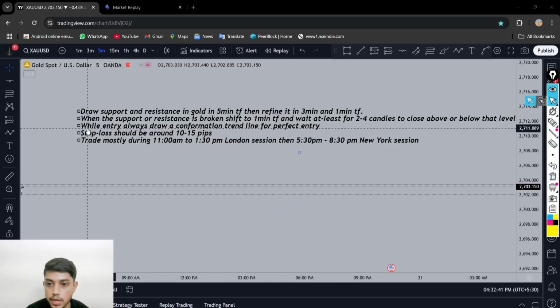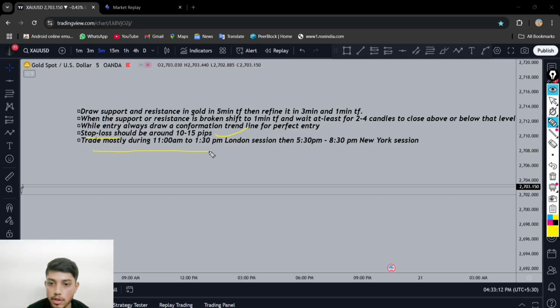And the third one is, while entering, always draw a confirmation trend line for a perfect entry. I'll show you an example. While showing the example, I'll show how to draw a confirmation level for the perfect entry. Then the fourth rule is, the stop loss should be around 10 to 15 pips. Our stop loss, this is our first priority, to keep our stop losses small.